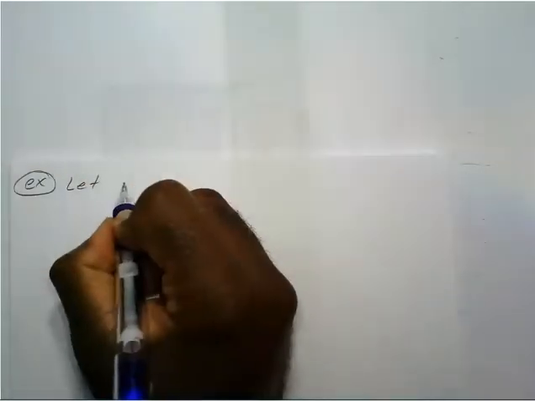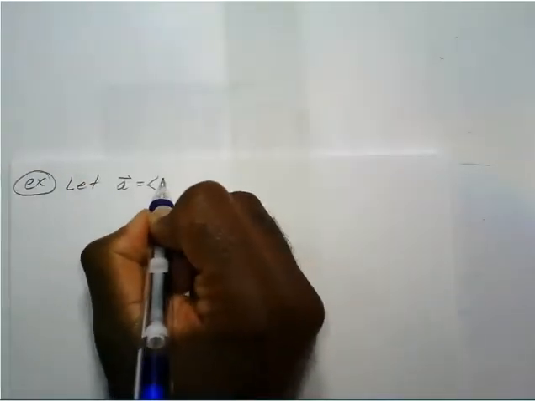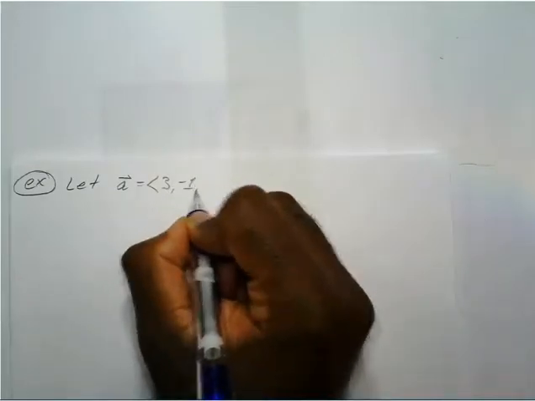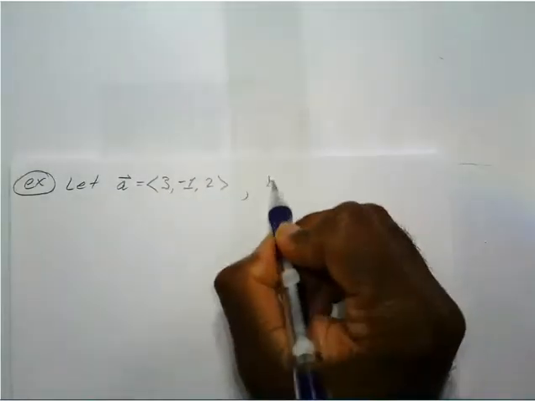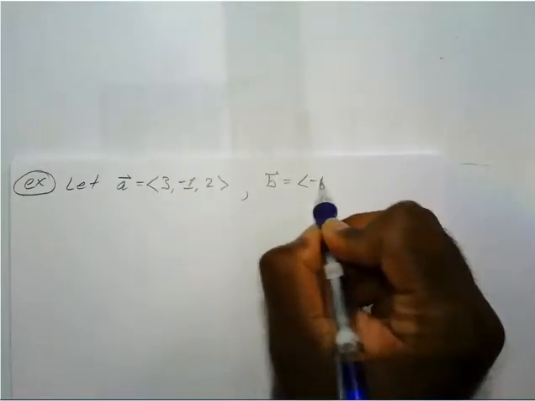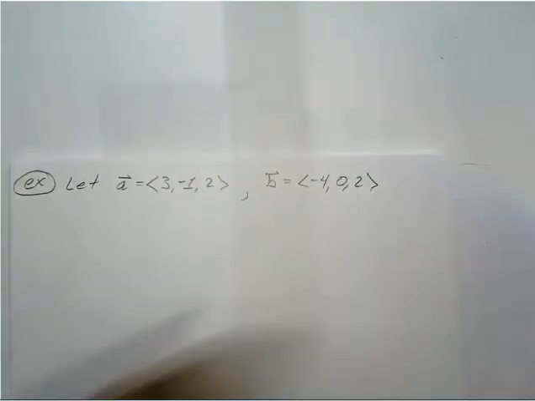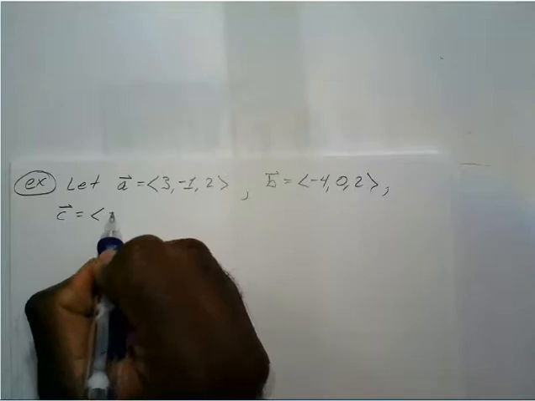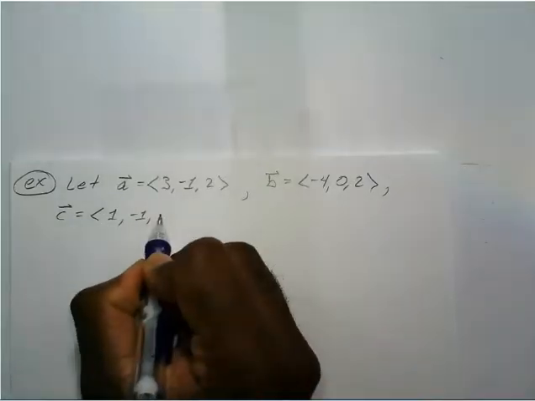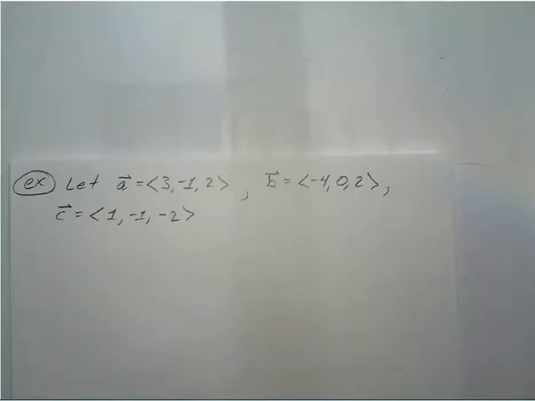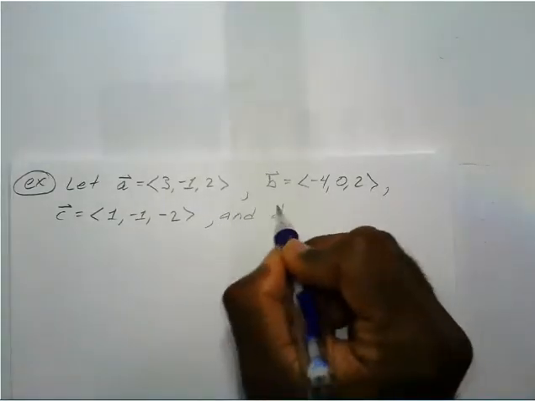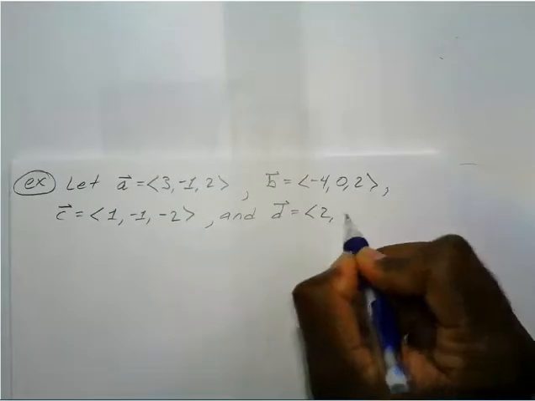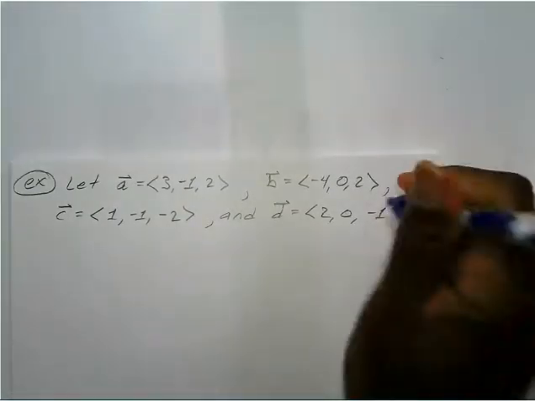All right, so let's say, for example, we let the a vector equal the points 3, -1, 2, the b vector equal -4, 0, 2, the c vector equal the points 1, -1, -2, and the d vector equal the points 2, 0, -1.